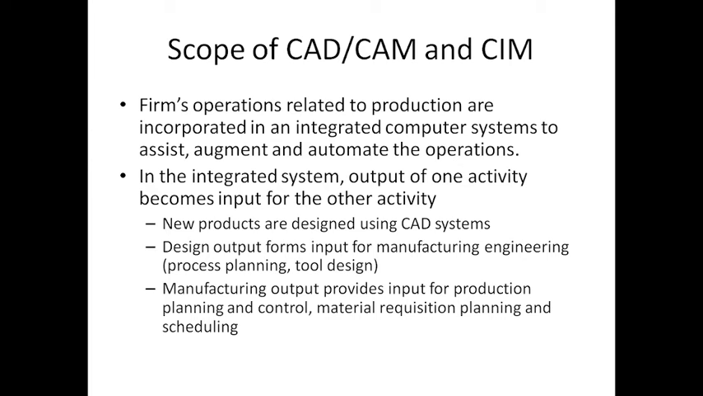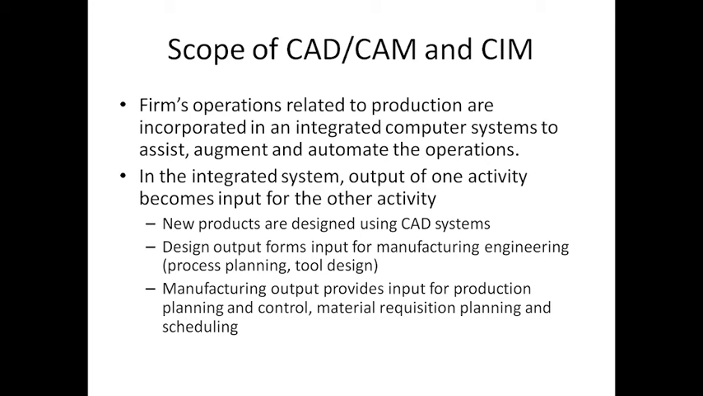So, firms' operations related to production are incorporated in an integrated computer system to assist, augment, and automate the operations of a factory, which includes CAD, CAM, and SIM functions. And in this integrated system, the output of one activity becomes input for the other activity.